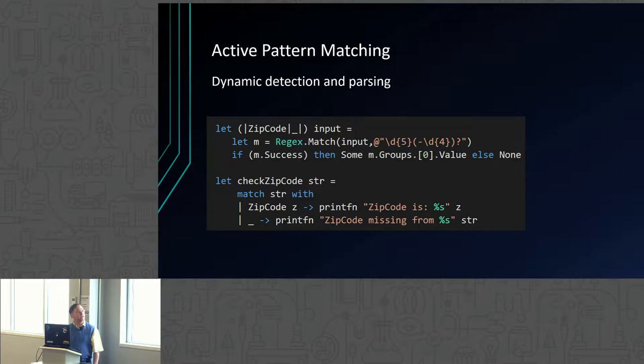Active pattern matching is where some of the steroids come in. We can do dynamic detection and parsing of our data. So if I want to do a regex match on a string, for instance, and look for something that matches a zip code, then when I go to my pattern matching with this active pattern, match this with a zip code, and depending on whether this condition is satisfied, I parse that out and I get just that value, which we can see later, or we don't have anything.